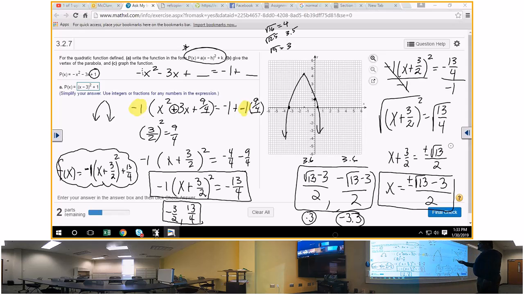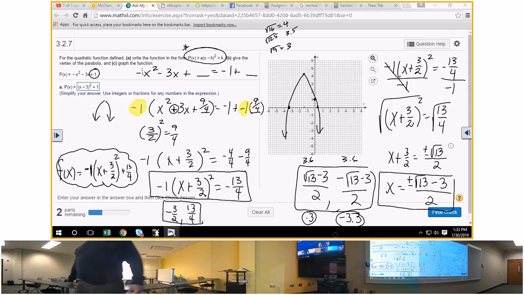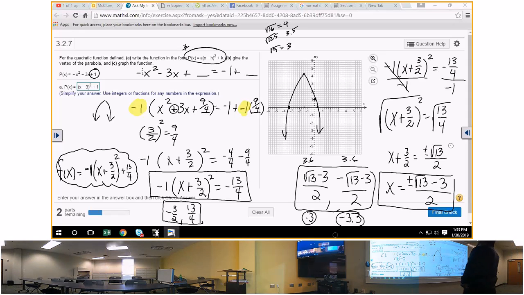And of course, you just have to manipulate the graph with the tools and get it to look like that. I think all they're wanting is the vertex and the y-intercept because it's kind of hard. It's going to be kind of hard to put these two because it's 0.3 and 3.3. I think they're wanting this and that, and then it draws the graph.